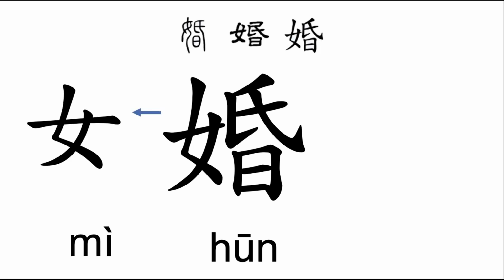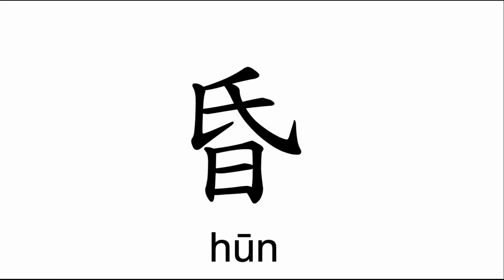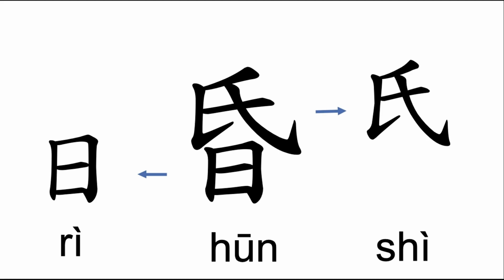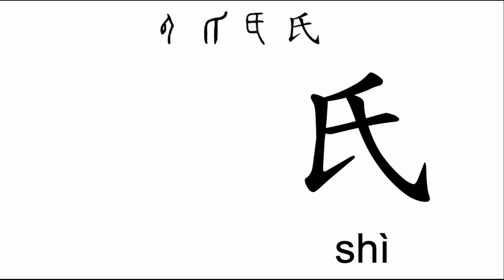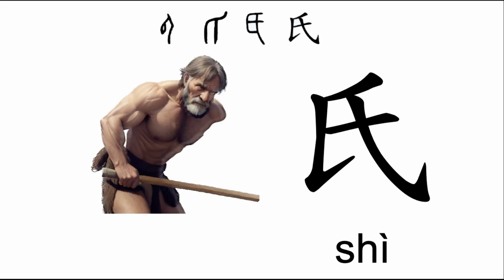Now, let's explore the character 婚. It consists of the 女 radical, which we've previously discussed, symbolizing a woman. The character on the right is 昏 portraying the sun below a person, clearly depicting dusk or twilight. The additional 士 character from Oracle Bone script indicates a person carrying something.